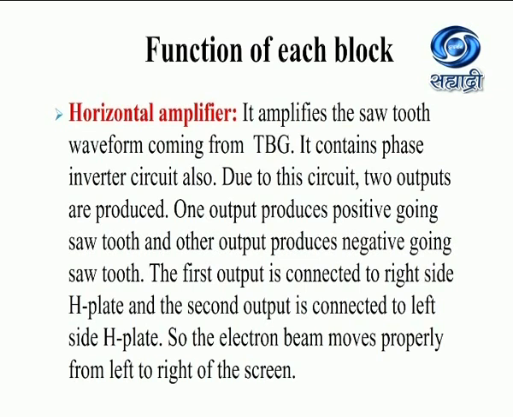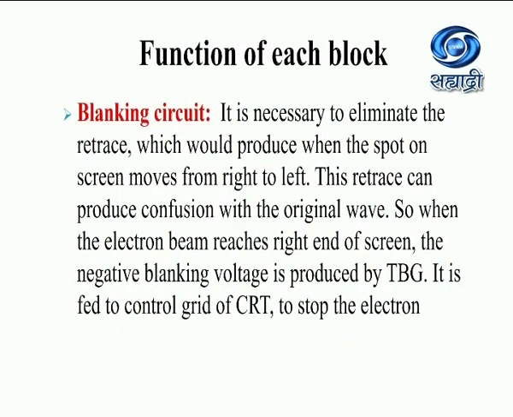The first output is connected to the right side of the H plate, that is, the horizontal plate, and the second output is connected to the left side of the horizontal plate, so that the electron beam moves properly from left to right of the screen horizontally. So basically this amplifier amplifies the signal as well as produces two types of sawtooth waveform.